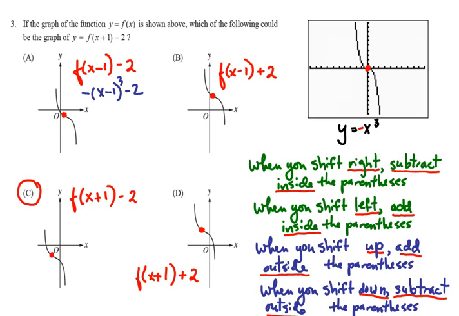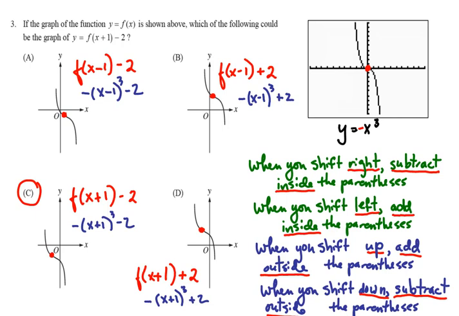With the second one, with b, that would be negative quantity x minus 1 cubed plus 2. With c, that would be negative quantity x plus 1 cubed minus 2. And with d, that would be negative quantity x plus 1 cubed plus 2.